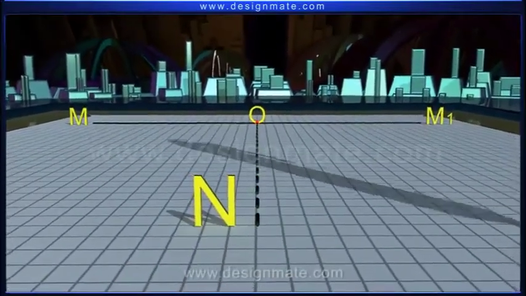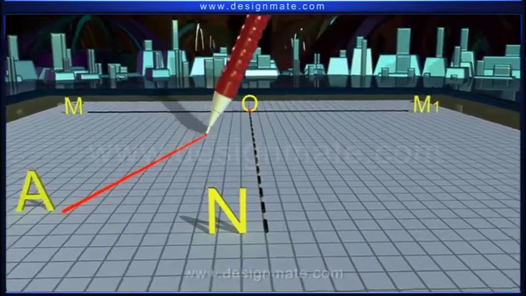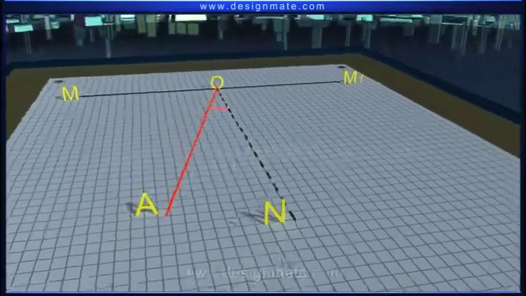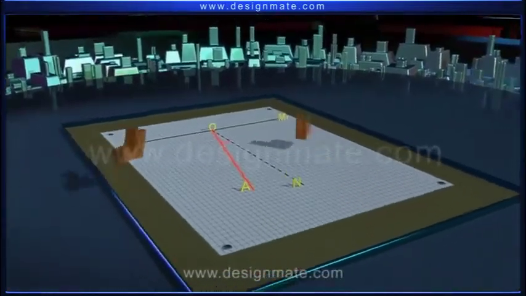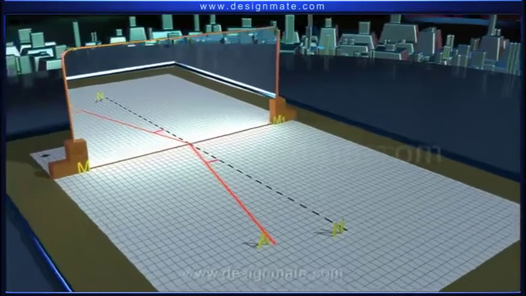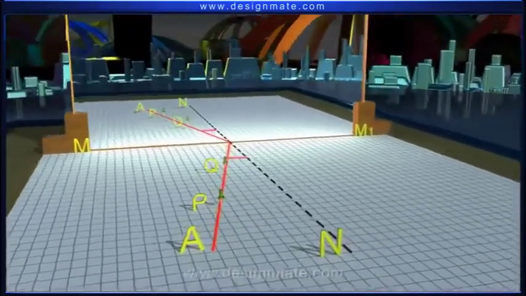Now draw an incident ray, AO, making an angle to ON. Now, with the help of a stand, place vertically a smooth plane mirror on line MM1. Fix 2 pins P and Q upright on the ray AO.